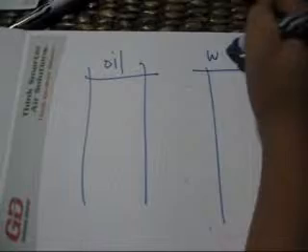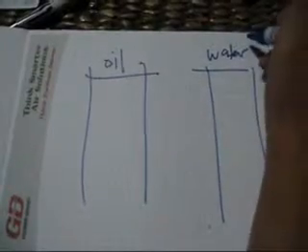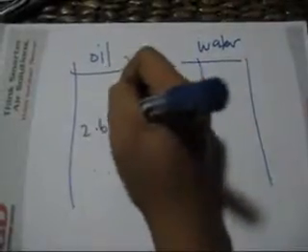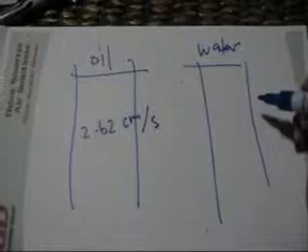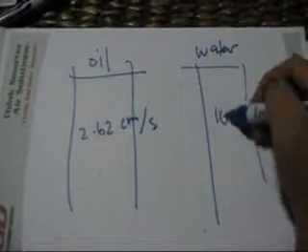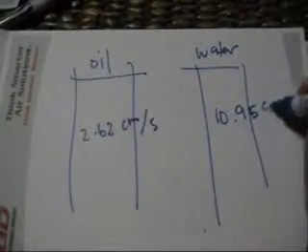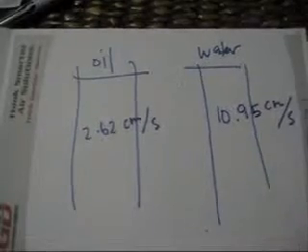We computed that for oil and for water, the terminal velocity of the marble for oil is 2.62 centimeters per second, while for water, the terminal velocity is 10.95 centimeters per second.